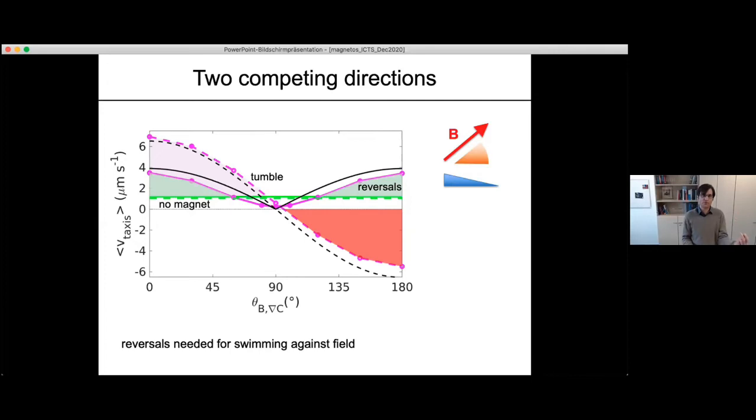So they don't have to reorient their cell body. They can keep the cell body aligned with the magnetic field while still swimming against the magnetic field. So that's important for them to do. And if they can do that, then the field strength is not so much of an issue because you don't have to overcome the field by fluctuations, while in the case of tumbling, you have to overcome the field by fluctuations because the cell body needs to be oriented against the magnetic field to swim against the magnetic field.